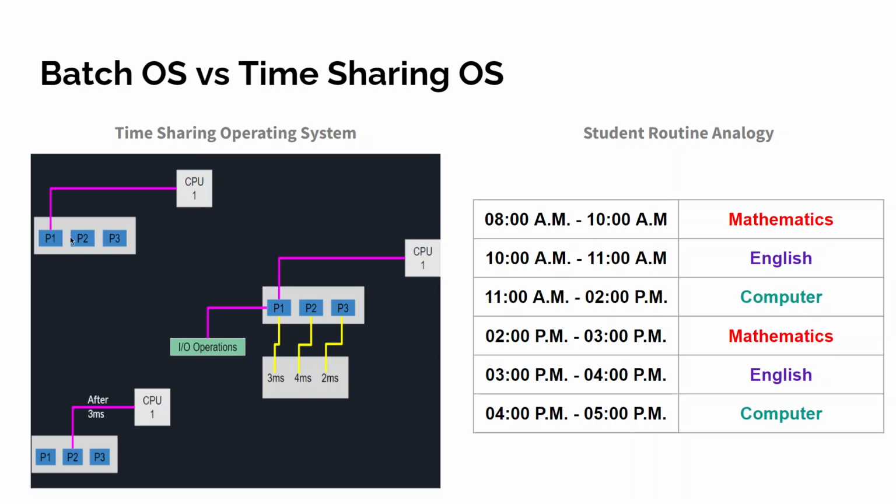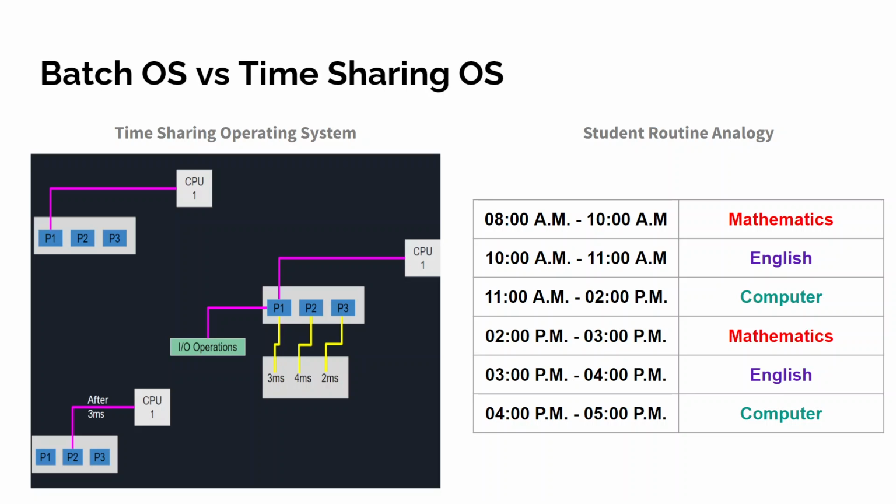So there are three processes. By CPU scheduling algorithms, the time is allocated to P1, P2, and P3. Let's say P1 requires 3 milliseconds, P2 requires 4 milliseconds, and P3 requires 2 milliseconds to complete. The CPU starts from P1, and after 3 milliseconds is over, the CPU will shift to P2, just like in our routine. This concept of switching very rapidly between processes will give us the feeling that the whole computer is dedicated to us.